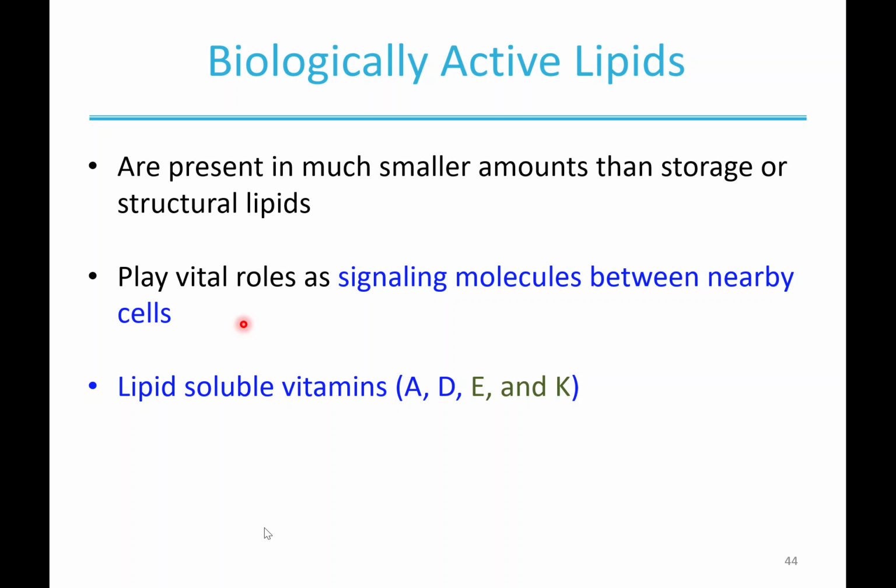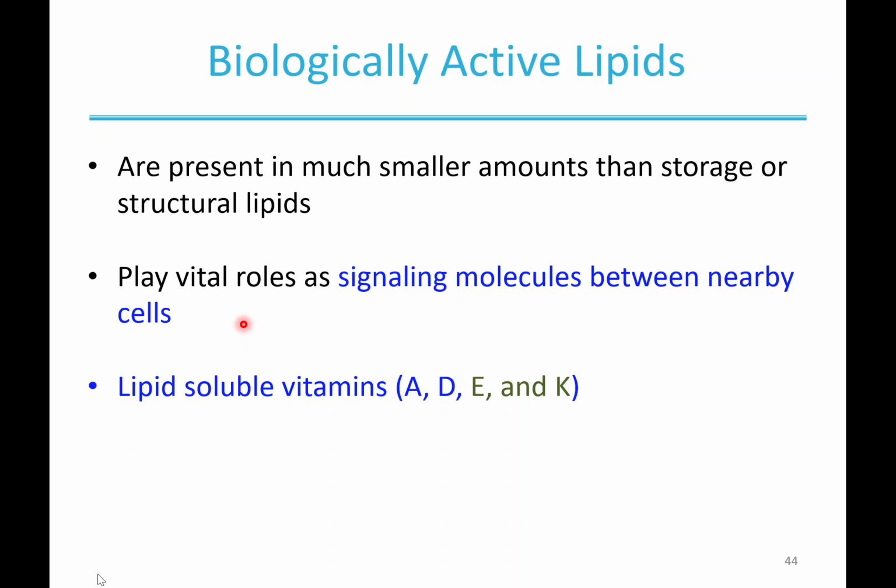Okay. All right, some other biologically active lipids. Okay, they're present in much smaller amounts than storage or structural lipids, right? You don't need as much of them, but they still play pretty important roles as signaling molecules. And some of the examples are the lipid-soluble vitamins. So vitamins A, D, E, and K are all lipid-soluble.